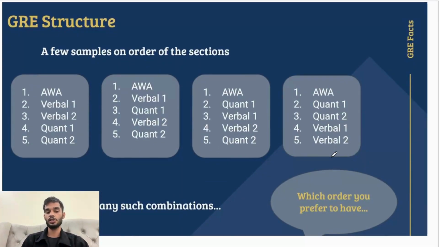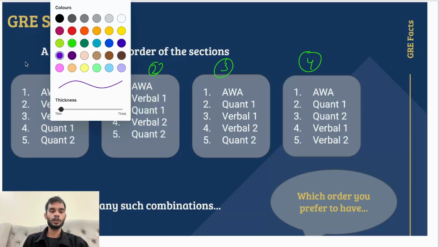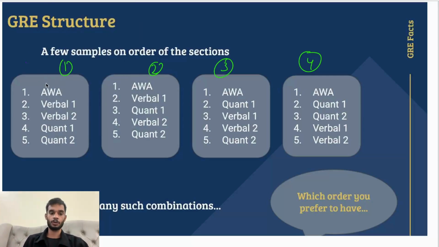What is this GRE structure? I just told you a few samples of the order of the sections. So there is AW. I'm just giving you a random example. These sorts of orders you can face. This is the first order, let's say this is the second order, third order. A lot of them can decide any order on that given day. So there can be many orders.